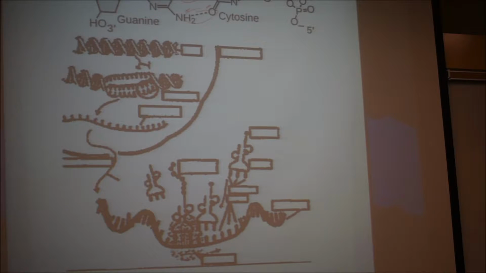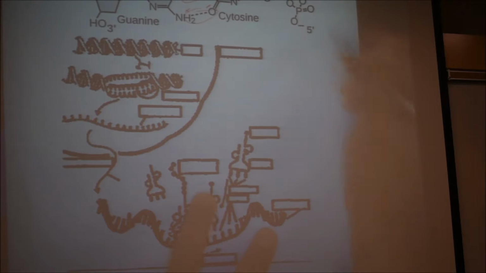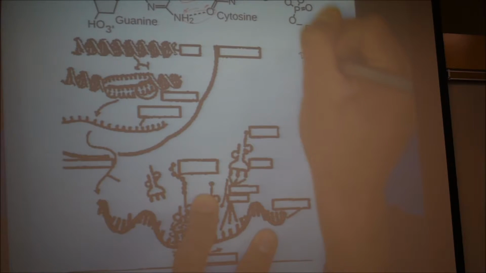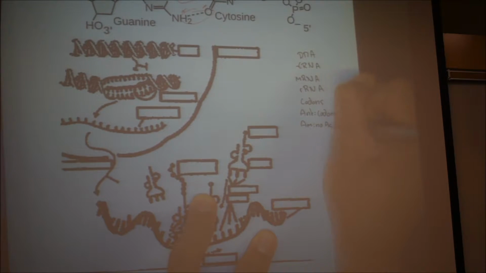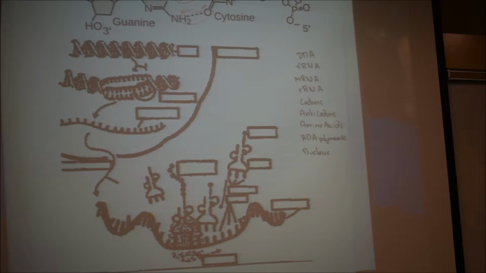Thank you for waiting. So you're going to tell me where the DNA is, the tRNA is, the mRNA, the rRNA, the codons, the anticodons, the amino acids, the RNA polymerase, and the nucleus. Cool. Is that everything?